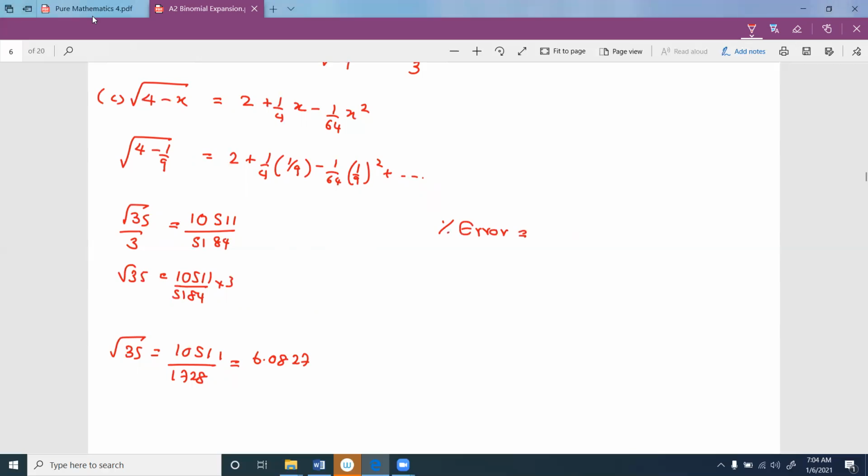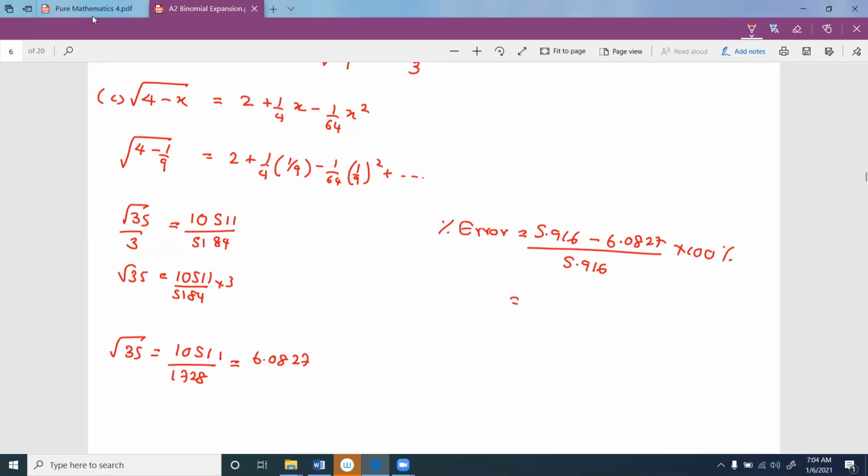Now the percentage error. We know the actual value for the square root of 35 is 5.916. Error is the actual value minus the approximated answer, divided by the actual value, times 100%. I think you have already learned this one in physics as well. How to find this? Actual value minus the approximated value divided by the actual value, right?